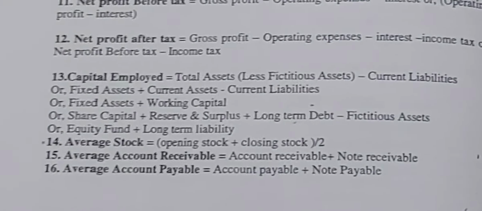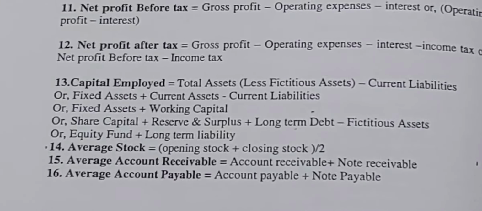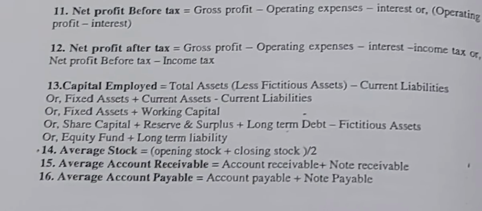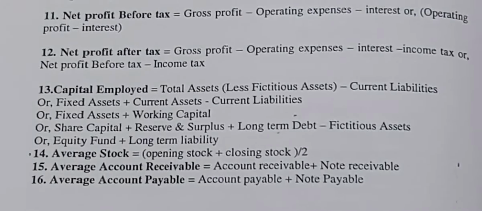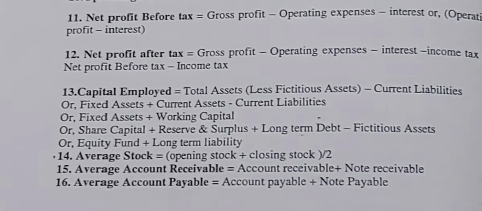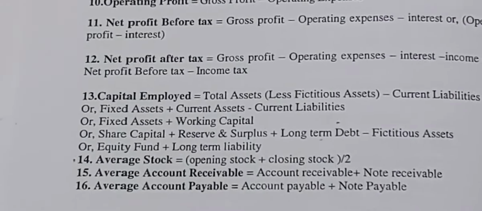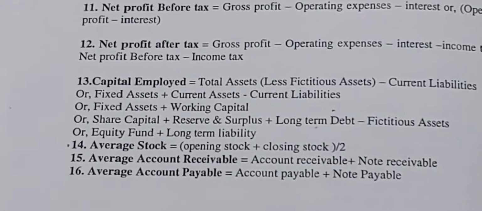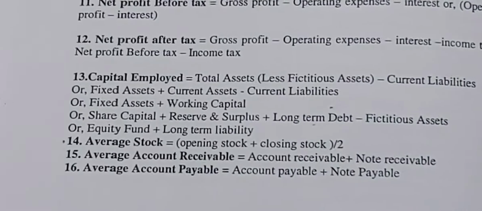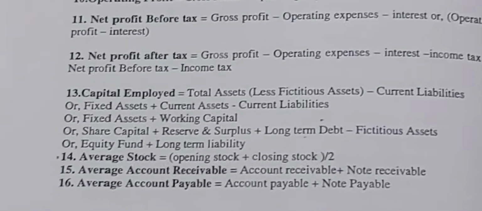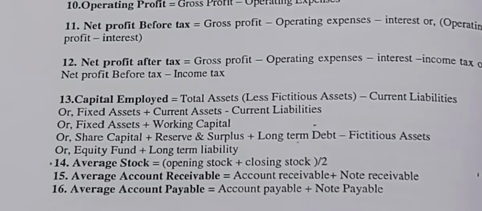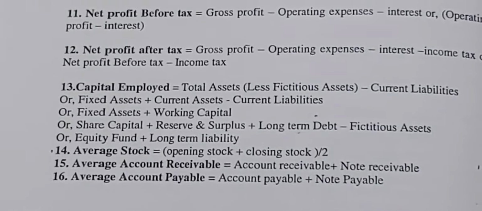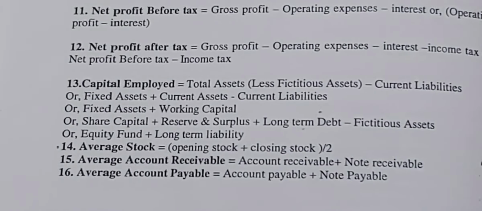Number 14, average stock is equal to opening stock plus closing stock divided by 2. Number 15, average accounts receivable: accounts receivable plus notes receivable. If opening is available, then you can divide it by 2. Average accounts payable: accounts payable plus notes payable. If opening accounts payable is available, then total payable divided by 2.